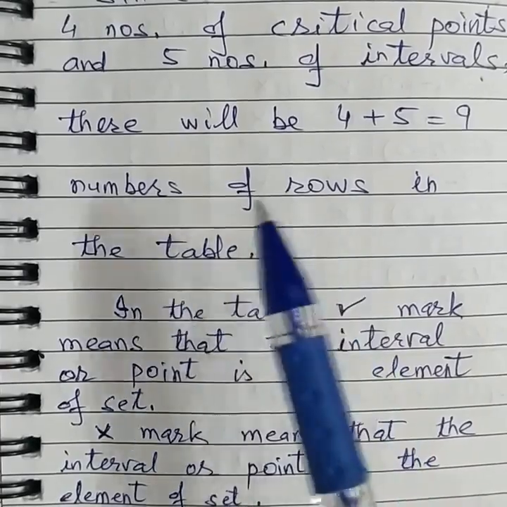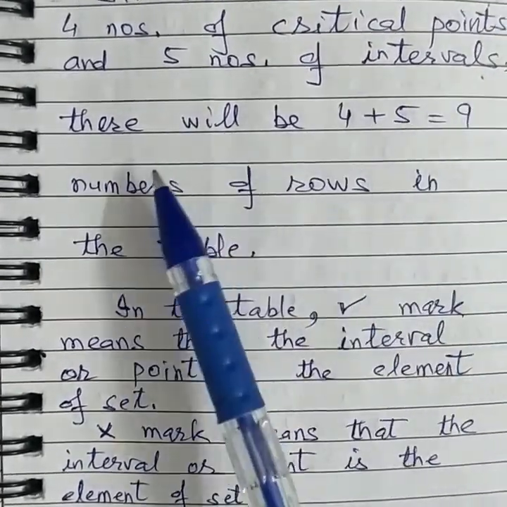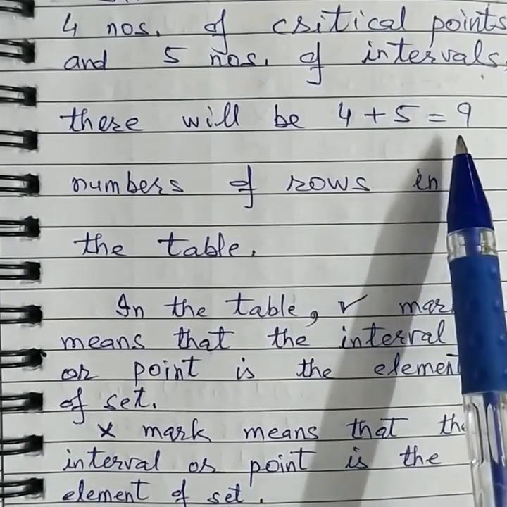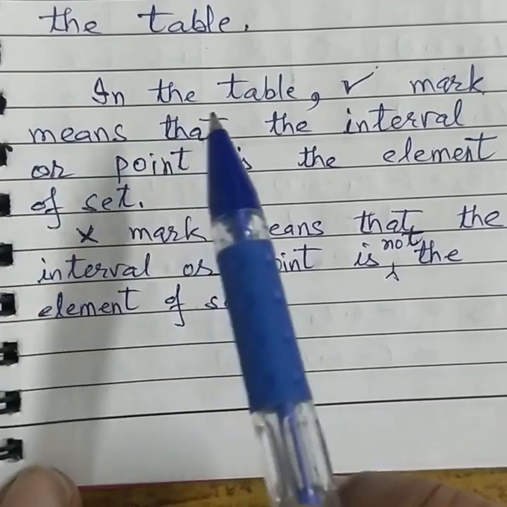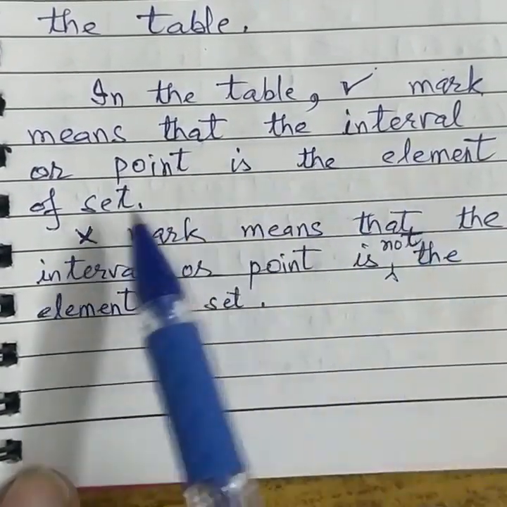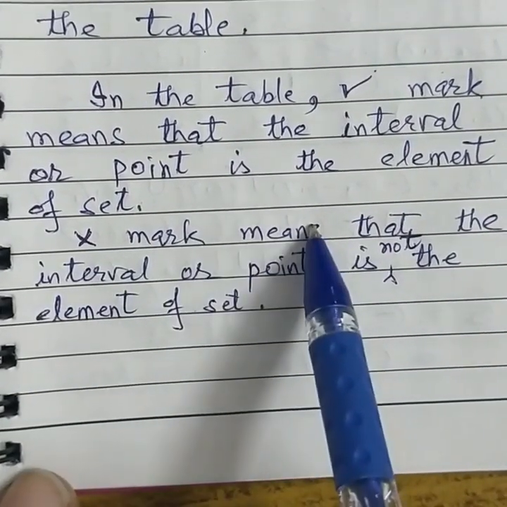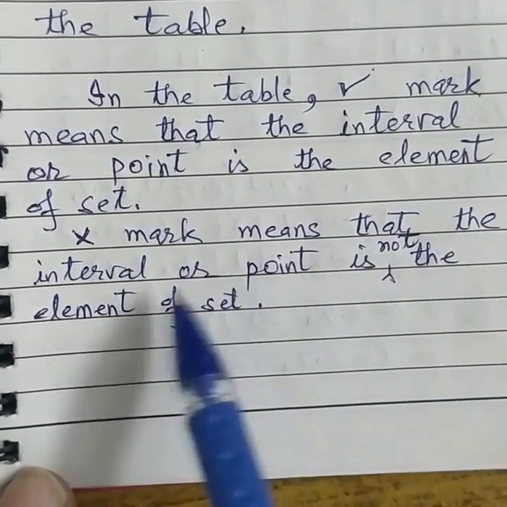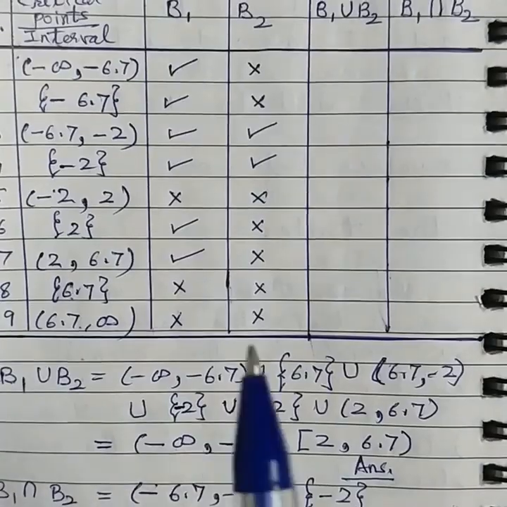Since there are 4 numbers of critical points and 5 numbers of intervals, there will be 4 plus 5 equals 9 numbers of rows in the table. In the table, right mark means that interval or that point is the element of the set. Cross mark means that interval or that point is not the element of the set.